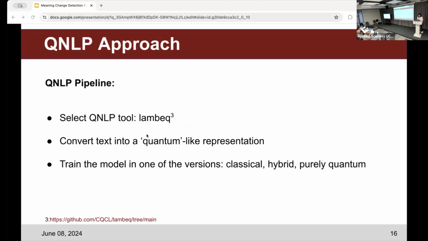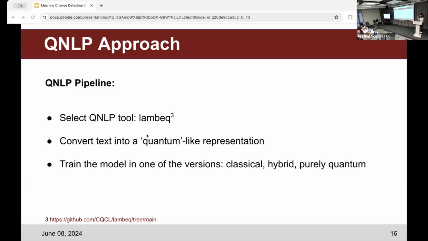So the last considered approach was quantum NLP. Generally, this approach includes the following parts. First of all, we need to select a tool or framework that helps to realize these ideas, including conversion from textual data to diagrammatic or circuit representations. And then after choosing that framework, we need to convert the text and then train models on that data representation.